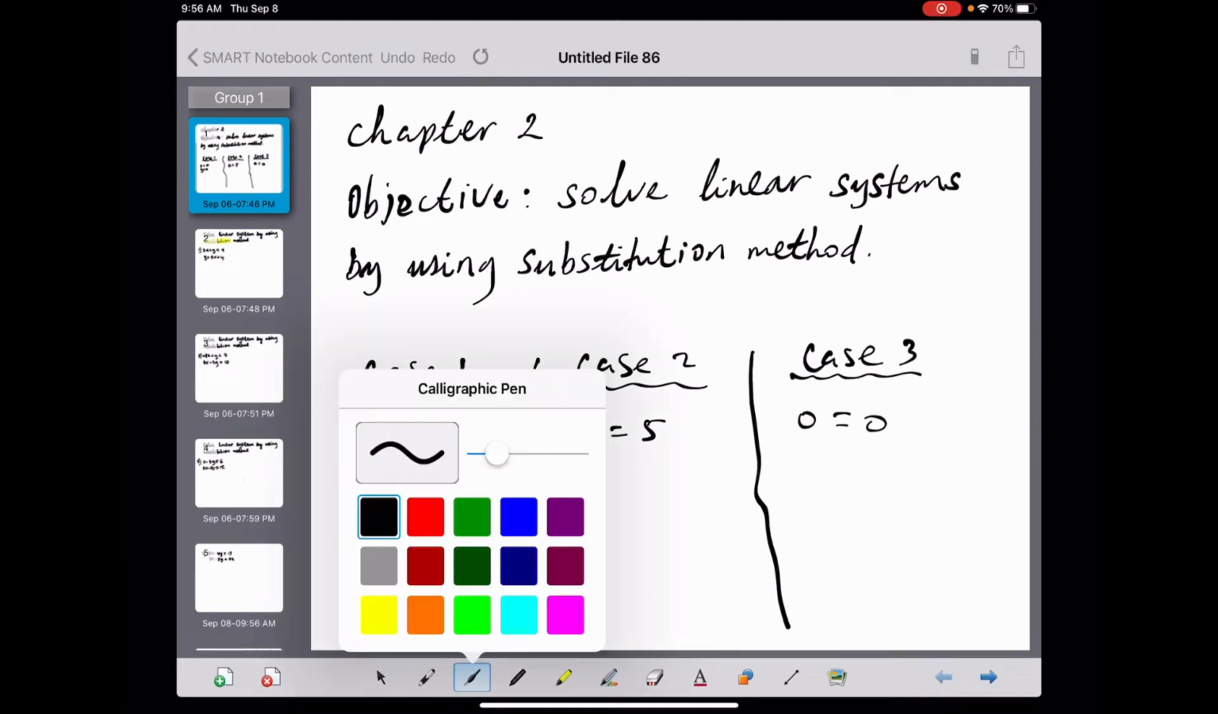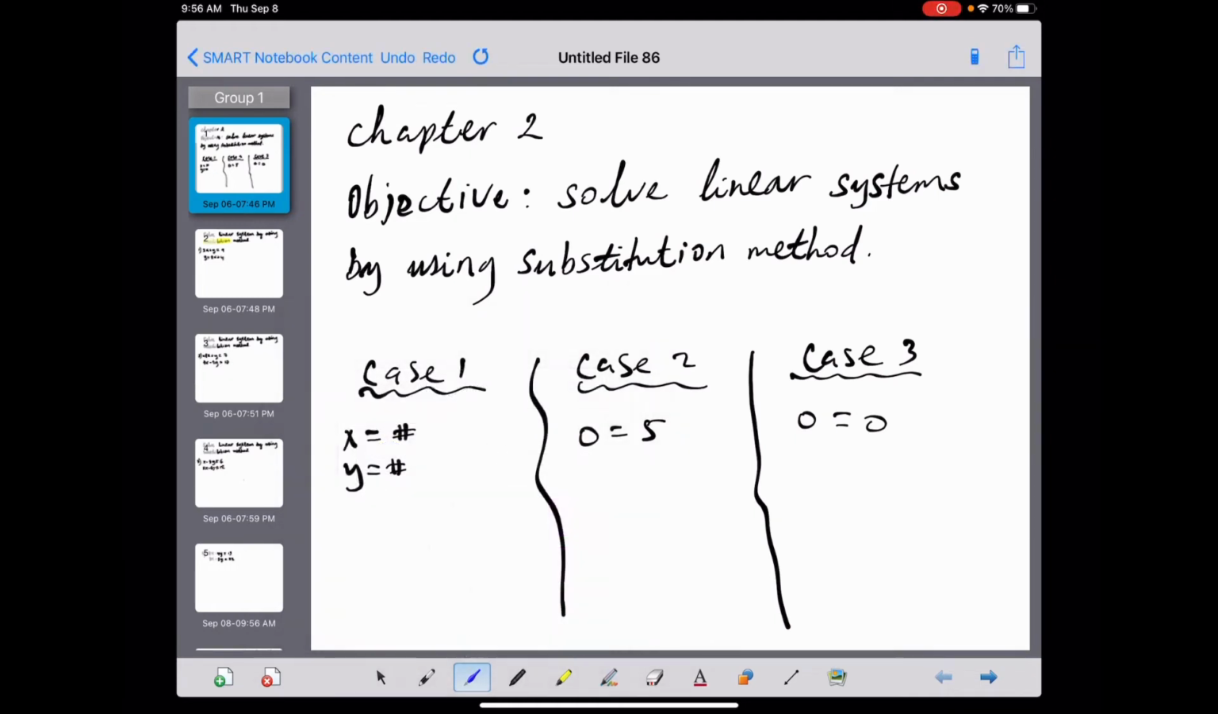Okay guys, in this lesson right here, we're still solving linear systems by using the substitution method, okay? So keep in mind, it's substitution and not elimination, okay? So today when you're doing your homework, you will encounter 3 cases.